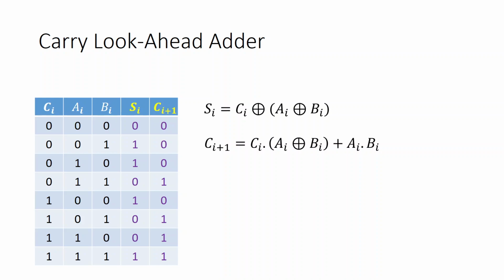What it does is that it generates all the carries at the same time. So it does not have to wait for a carry to propagate from one full adder to another. It generates all the carries at the same time. How does it do so? Because the truth table has to remain the same, there must be some manipulation in the expression. So that is what we have to look into.